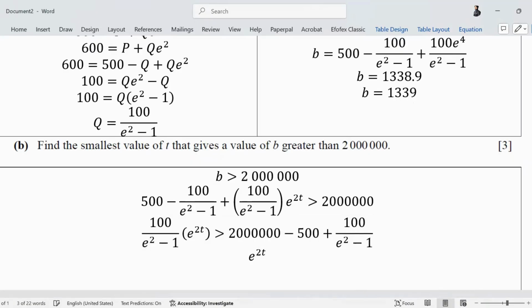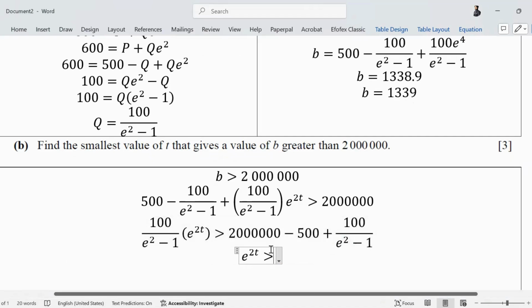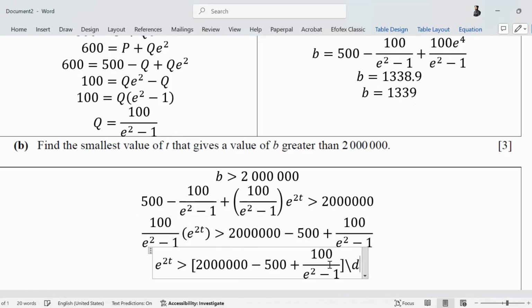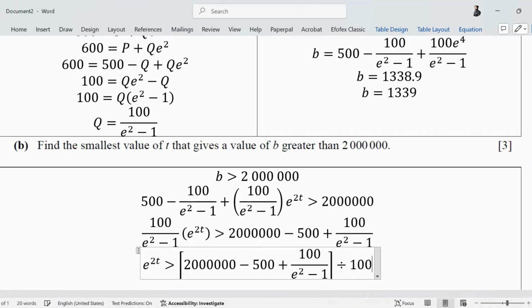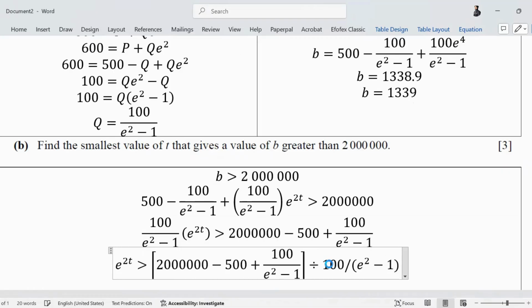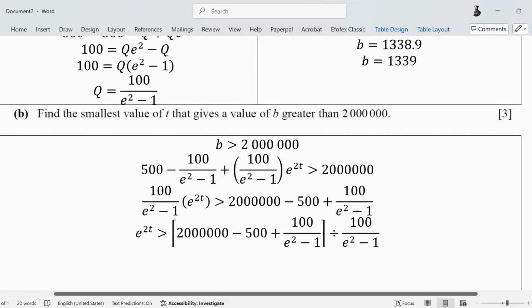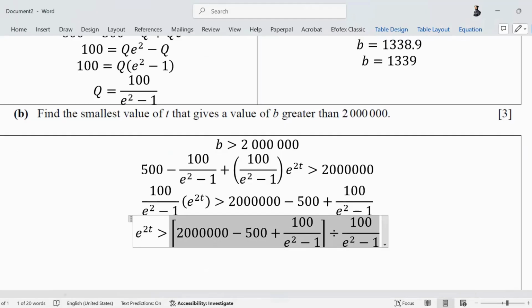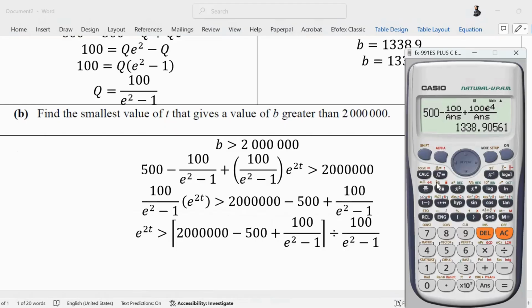So e to the power 2t will be greater than, if I want to keep this as it is, then I'm telling you, putting it in the calculator will be a piece of cake. So do not worry about that. Divided by 100 upon e squared minus 1. Is that right? Is it clear till here? Then what will we be doing? Both sides we will apply ln. Now, if you're confused and you don't want to write this entire thing again and again, you can put it in your calculator smartly again.